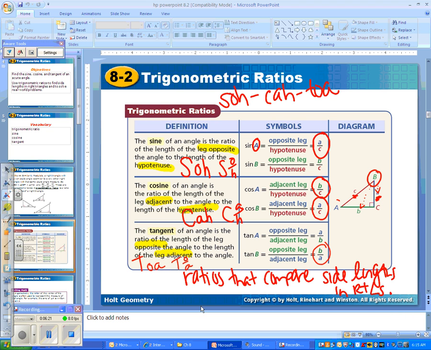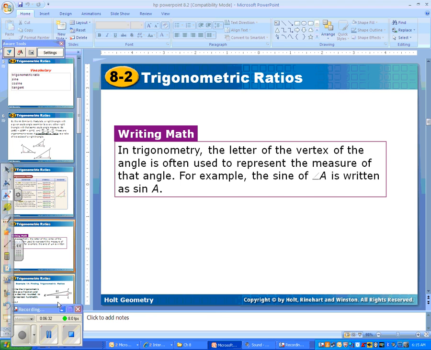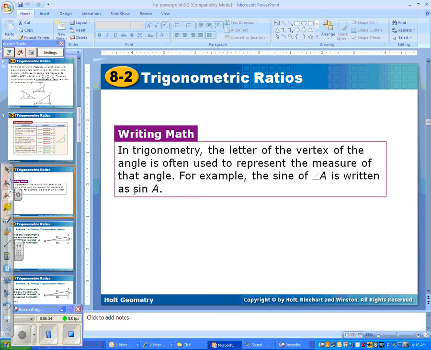Again, a trig ratio is just a ratio that compares side lengths in right triangles. So sine, cosine, and tangent are just helping us figure out what those proportions are going to be in right triangles. Okay? So again, sine A, something like this, is just telling you to look in respect to angle A.